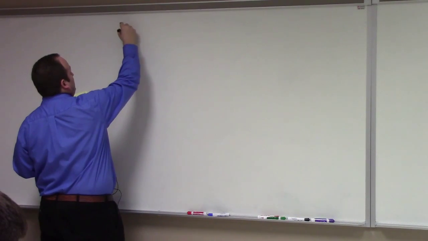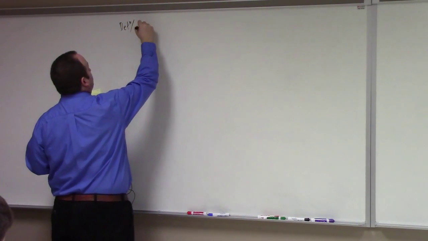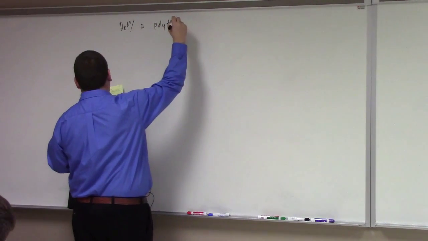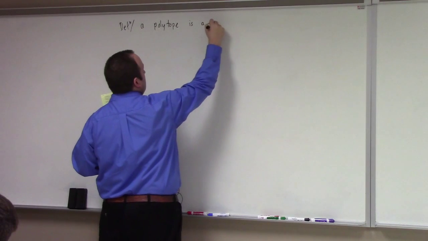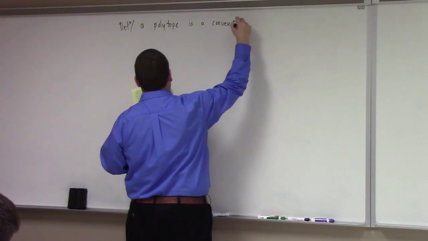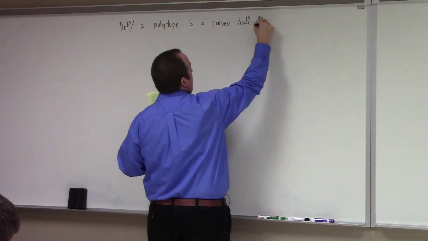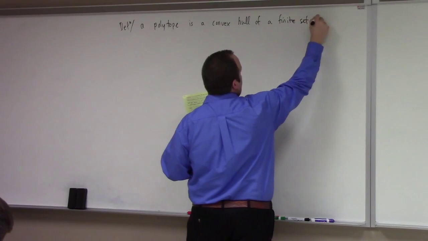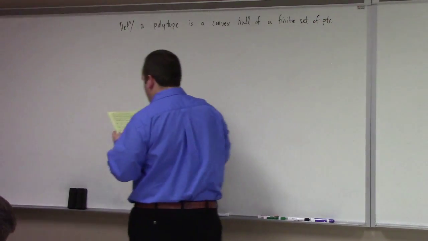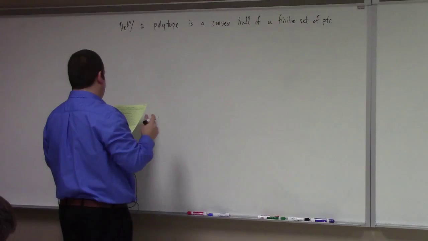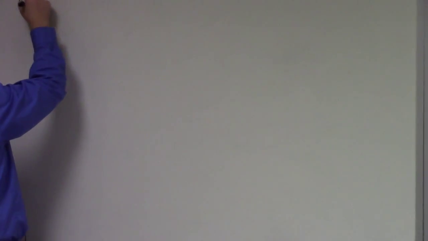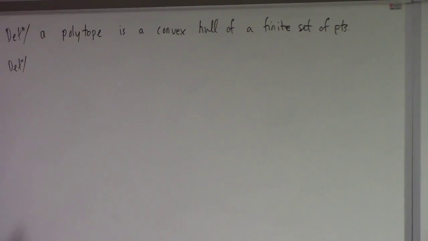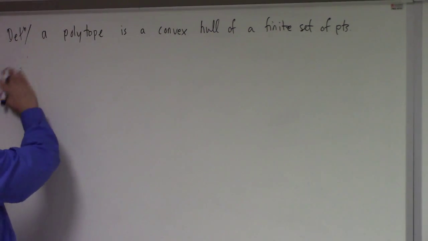So first of all, definition: a polytope is a convex hull of a finite set of points. All right, this is all happening inside Rn. Definition: affine hyperplane. Well, I don't need to go through that. We went through that last time. Basically, I'll give you an example rather than a definition.